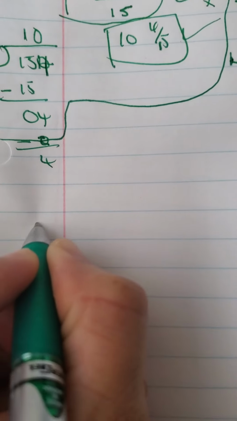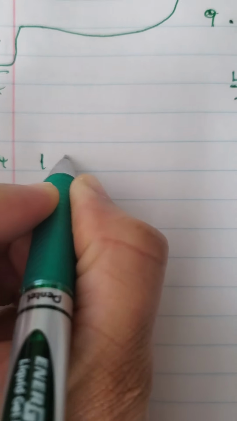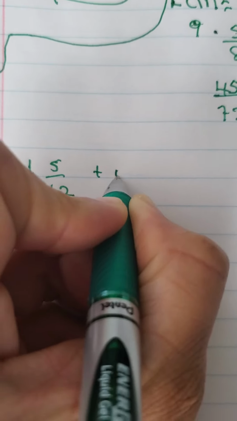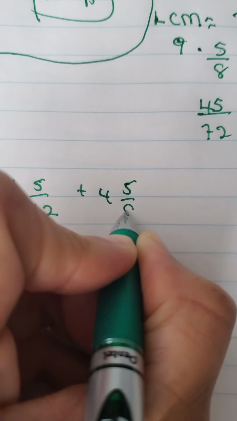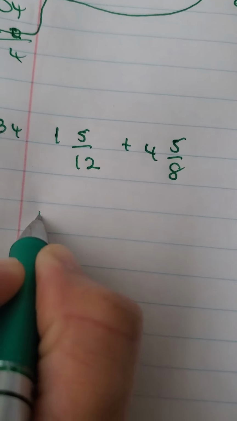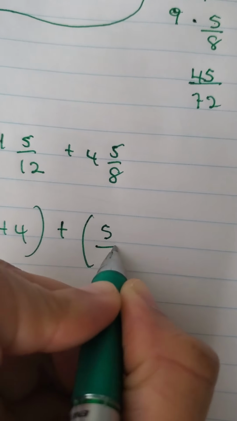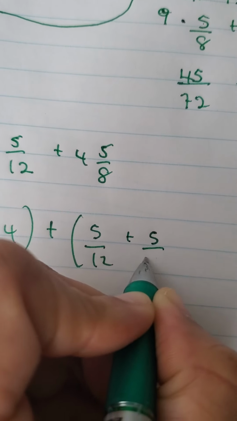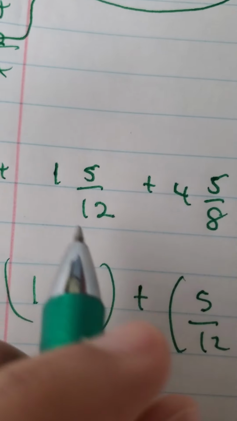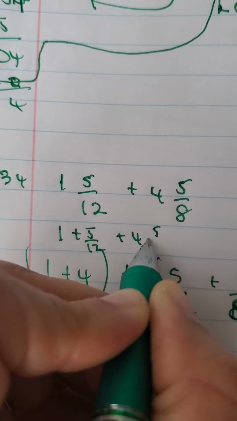Let's move on to number 34, which is asking you to find 1 and 5/12 plus 4 and 5/8. So they're asking you to add 2 mixed numbers. There are 2 ways you can do this, where you can add the whole numbers together, 1 plus 4, and then add the fraction part separately. Because a mixed number is actually a whole number plus a fraction. That's what mixed numbers are, right?